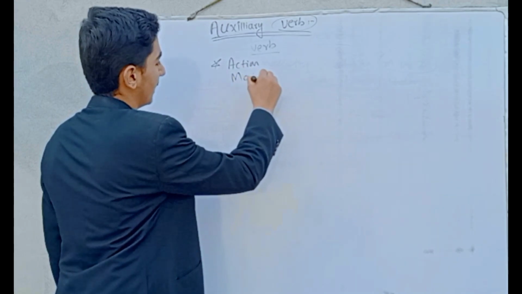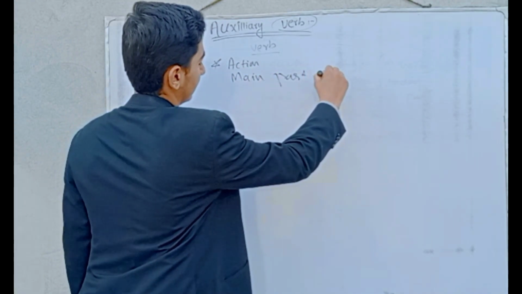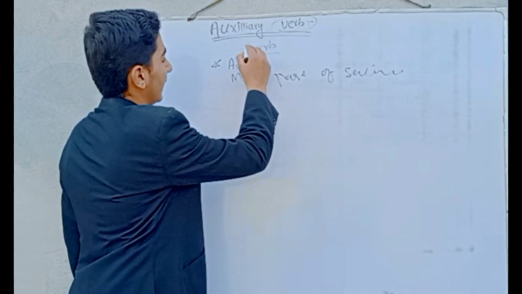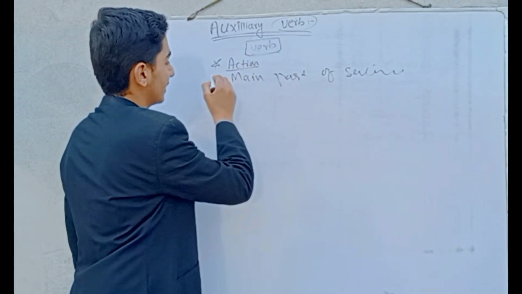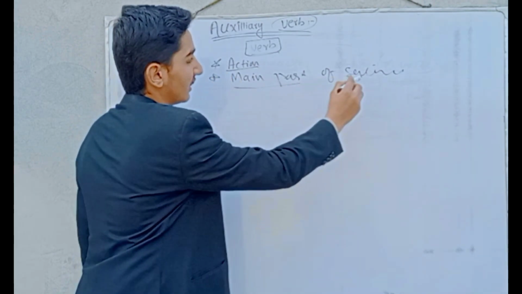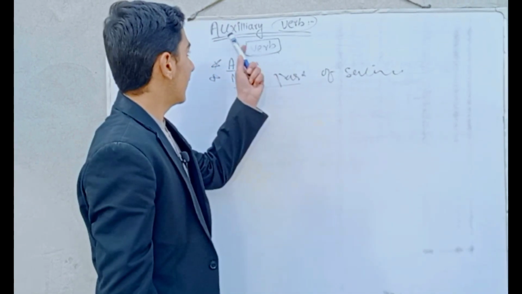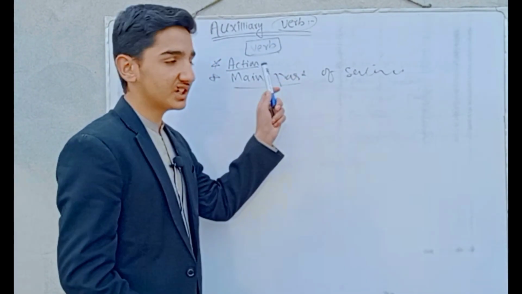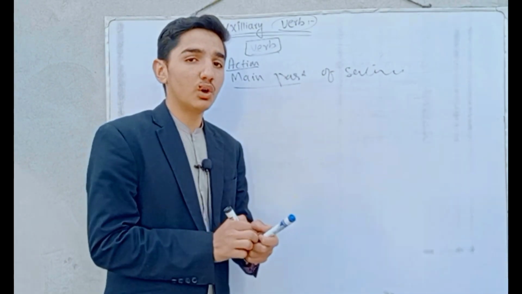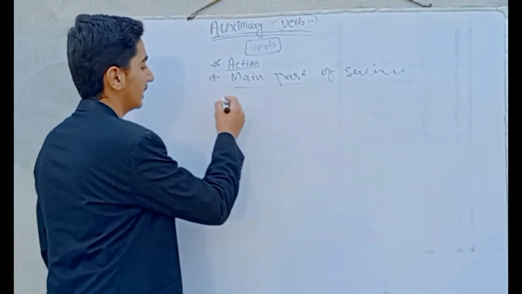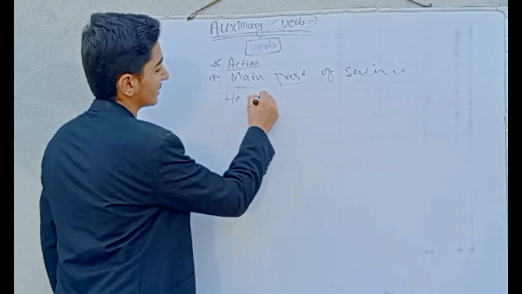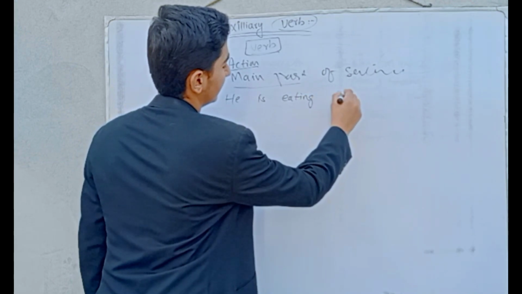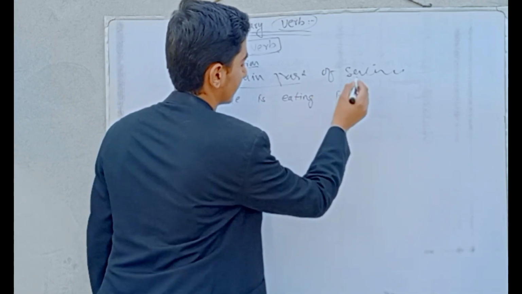Verb is an action, and it's the main part of a sentence. Before auxiliary verb, you must know about the verb. Now, how is it the main part of a sentence? Let me give you an example: He is eating pizza.